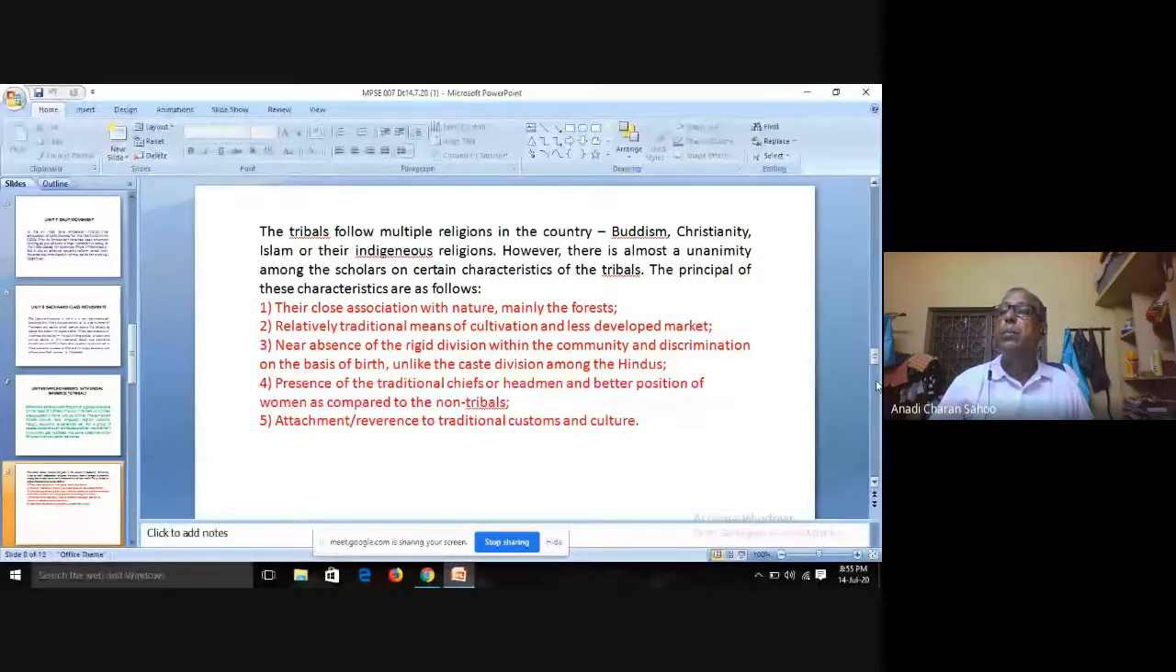Ethnic movements during the post-independence period, a general view. Almost all the major regions of the country have witnessed ethnic movements. They take the form of movements for regional autonomy, for creation of separate states, demand for secession or insurgency. Secession means disintegration from the nation.